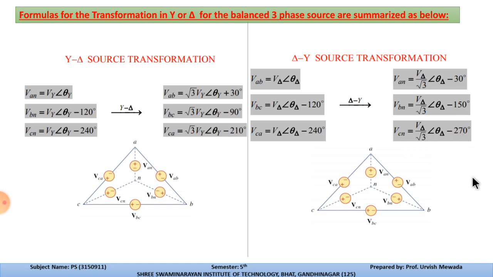So from this we need to transform any delta connected circuit into star for the per phase analysis. For per phase analysis we require the line to phase voltage, which is why we require the neutral. That is why we convert a delta connected circuit into a star connection with the help of such equations.